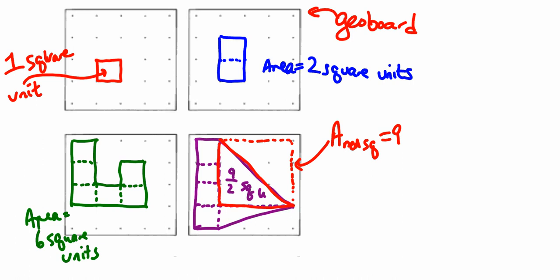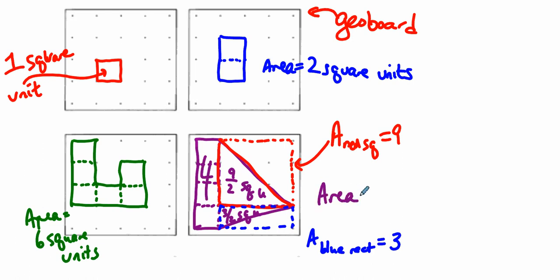And then when we look down here, it looks like this blue rectangle has area 1, 2, 3 square units. The area of the blue rectangle is 3 square units. So it feels like the area here should be 3/2 square units. So this is 4, and that's 9/2, and that's 3/2. And so the area is 10 square units. So we can find areas on a geoboard by breaking things up into smaller pieces.